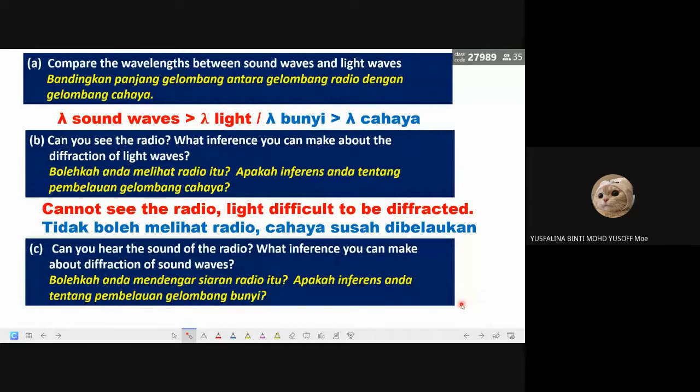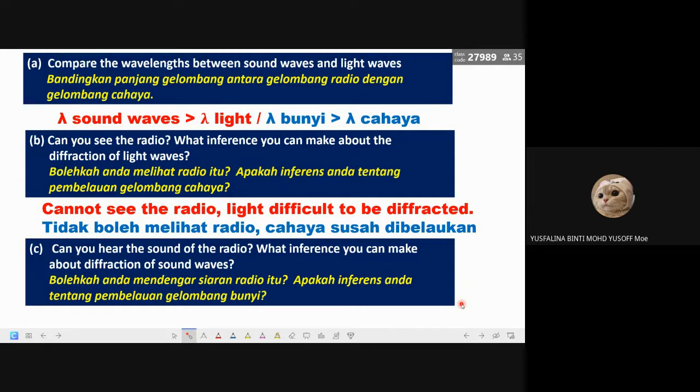And we know the effect of diffraction: if you want the diffraction to occur, you must use a higher wavelength. But since the wavelength of the light wave is very small, the effect of diffraction is less obvious. So that's why we cannot see the radio, because of the wavelength.